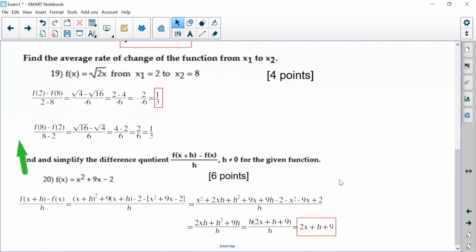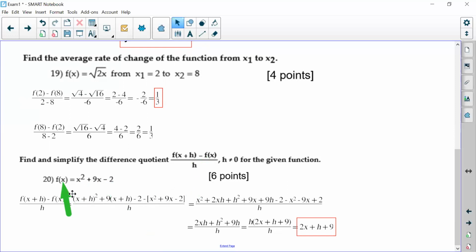And perhaps the most algebraically exhausting one was number 20, the difference quotient of this function, which is essentially finding the derivative of this function, or if you find the limit as h approaches 0, this would be the derivative of this function, but you are replacing all the inputs with x plus h. So it's (x plus h) squared plus 9 times (x plus h) minus 2. That's this first part. And then you're subtracting f of x.